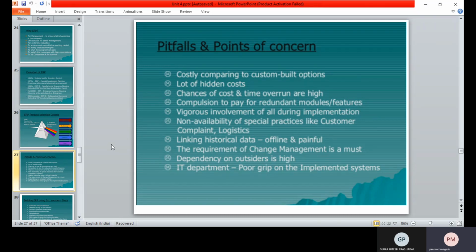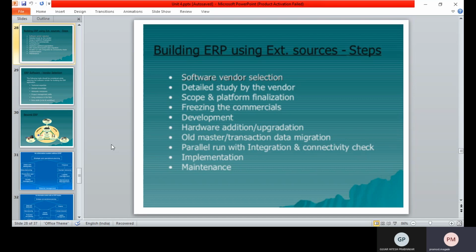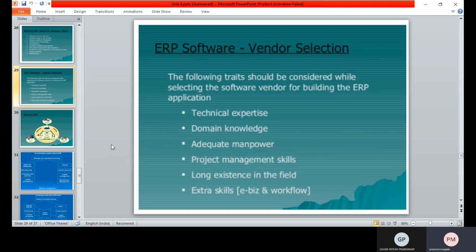Okay. Now the next point is very important, that is building ERP using extension. So no need to write here actually. The software vendor selection is very important. Who is going to provide the ERP, and whether the modules which the organization requires are available with him or not, that we need to check. Scope will have to consider its working, past experience, and through which we can purchase the ERP. After that, these are the vendor selection criteria.